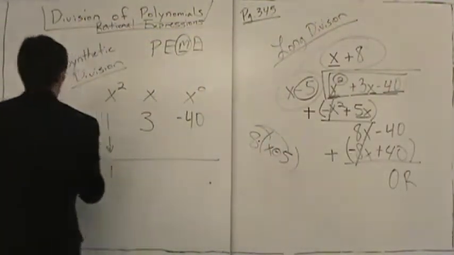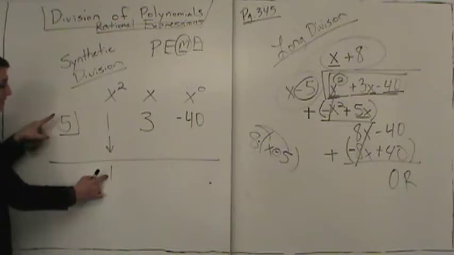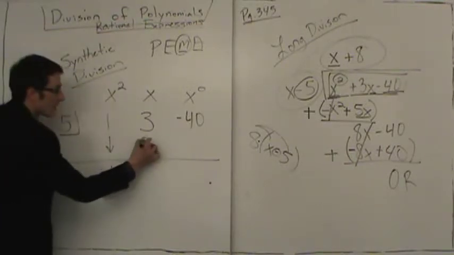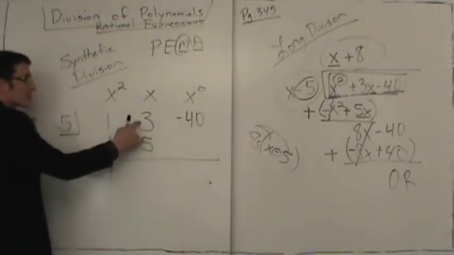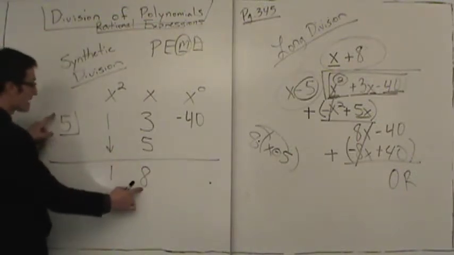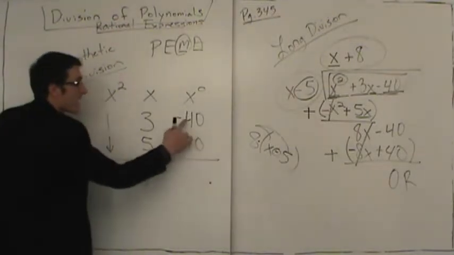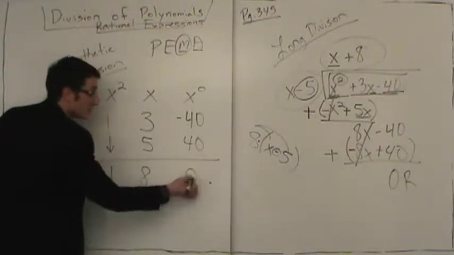So we're looking at what? First multiply. Take the 5, multiply by the 1. 5 times 1 gives 5, and put that here. Now add. 3 plus 5 gives 8. Now multiply. 5 times 8. 5 times 8 is 40. Put this here. Now add. Negative 40 plus 40 gives 0.